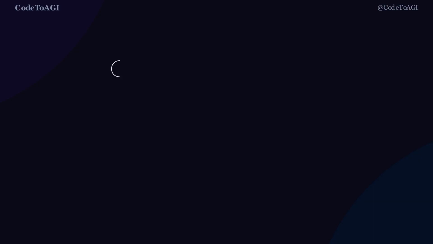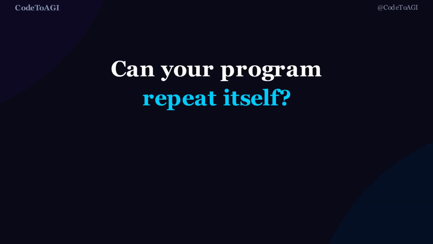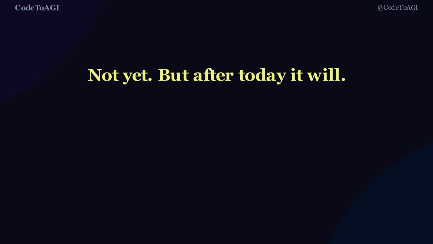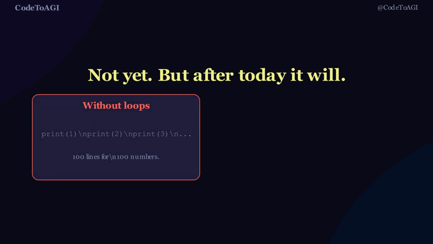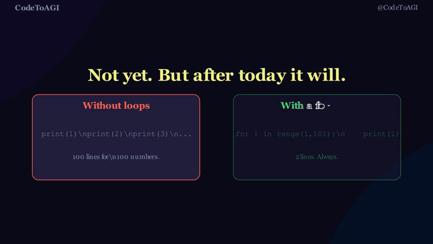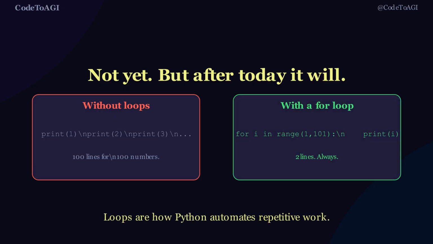Let us go. Imagine you have to print the numbers 1 to 100. Without loops, you write 100 print statements. That is insane. Now imagine printing 1 million numbers. Impossible without loops. Loops are how programs do repetitive work instantly.